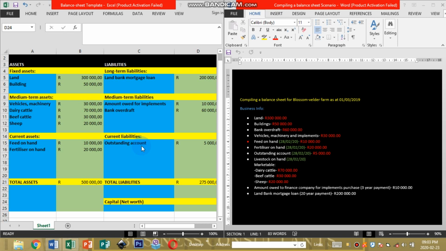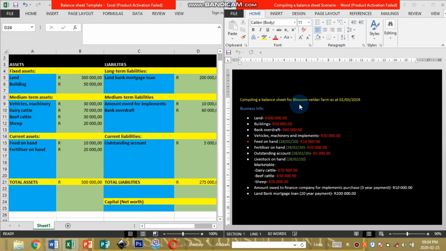Now it's time to see if this business is afloat or bankrupt. Through the balance sheet we can detect if the business is afloat, meaning it's succeeding, proceeding or growing, or whether it is bankrupt. If the amount that we come out with when subtracting our liabilities from our assets is negative, that will mean the business or this farm is bankrupt. If the answer is positive, that will mean the farm is afloat.